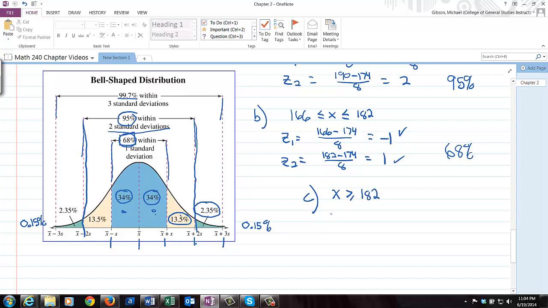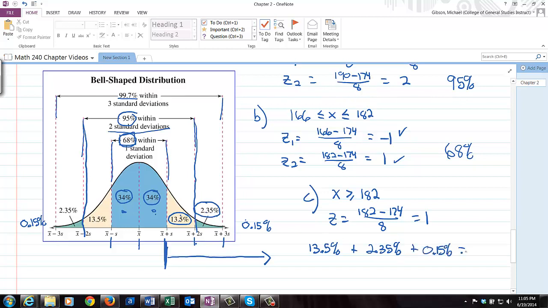We've only got one z-score to do here, right? So z equals 182 minus our mean over our standard deviation. It's going to be 1, just like it was in part B. So what percentage of the data is more than 1 standard deviation above the mean? Well, here's the mark for 1 above. More than 1 above would be all this out this way, right? So we're just going to add up each of these. 13.5% plus this next one, 2.35%, plus the last one here, 0.15%. You add all those up, you get 16%. That is the answer to this question.